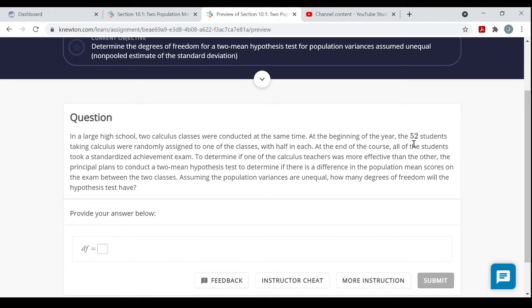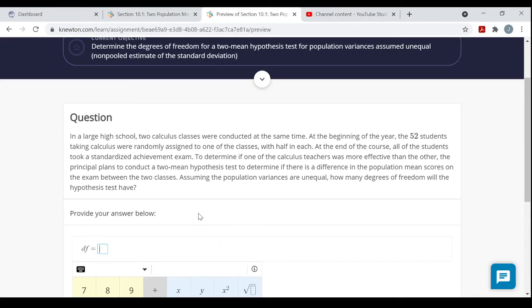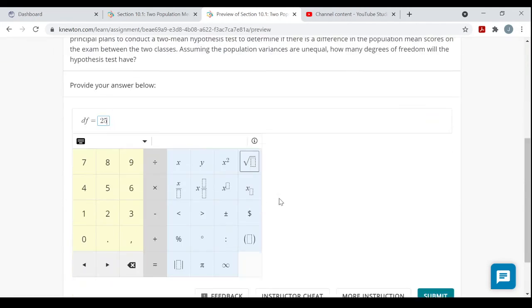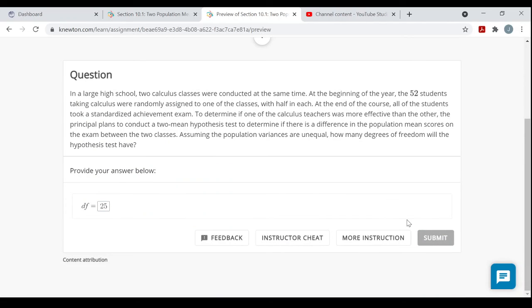Notice they mentioned the number 52, but they broke it up into 2 groups, half in each group. There are 2 samples of 26 here. So n1 would be 26 and n2 would be 26. When you subtract 1 from both, you get 25, and the smaller of them would be 25. They're both the same number. So when we look at the difference between the sample means, the number of degrees of freedom for our student's t-distribution is going to be 25. And that's all we're asked to figure out here.